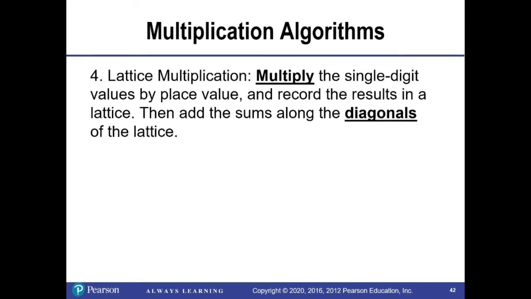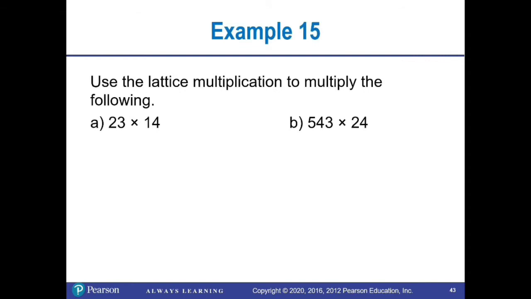Our next algorithm is the lattice algorithm. We looked at a lattice algorithm for addition, so this is a little similar. We multiply our single digit values by place value, and then we're going to add the sums along the diagonals. So let's see how this works.